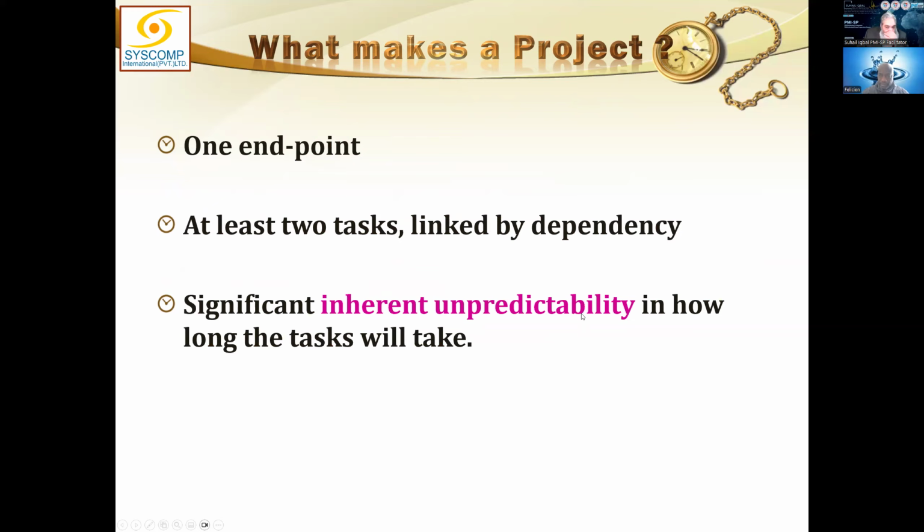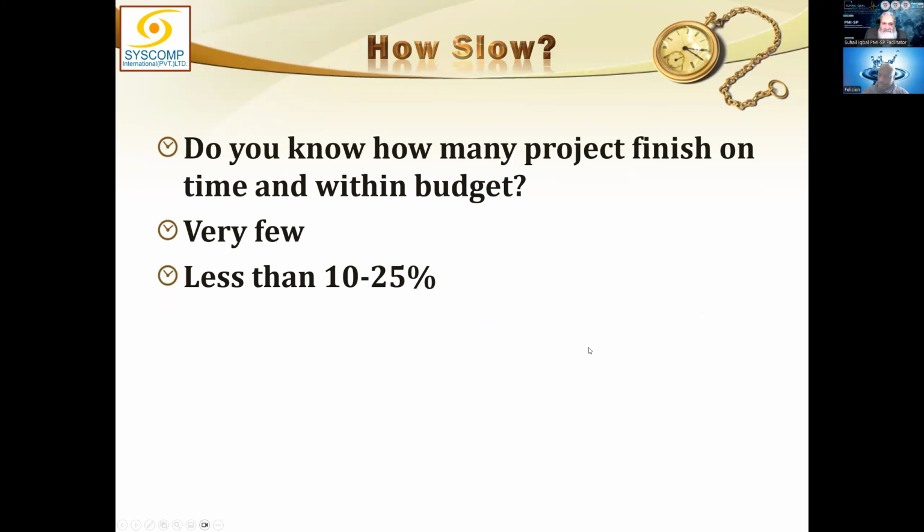Significant inherent unpredictability in how long the task will take. This we have discussed, that we are not really sure how long an activity can take. It could be due to padding, it could be due to risk or bad luck. But things may not happen as we plan. How do you adjust for that? Do you know how many projects finish on time and within budget? Very few, very few.